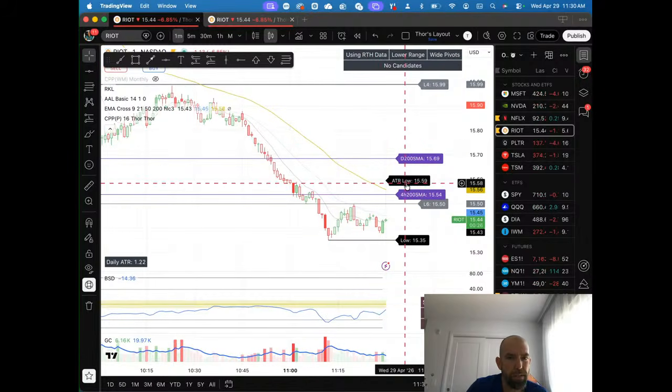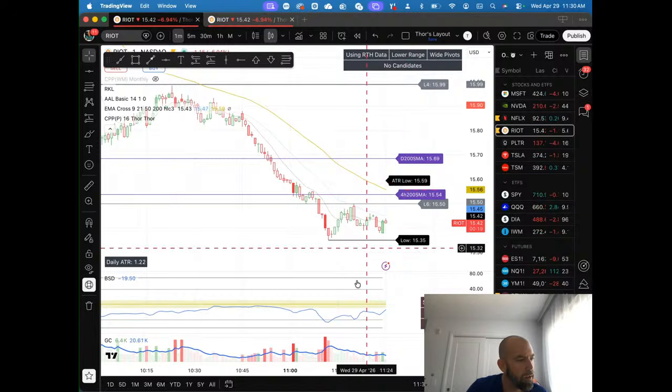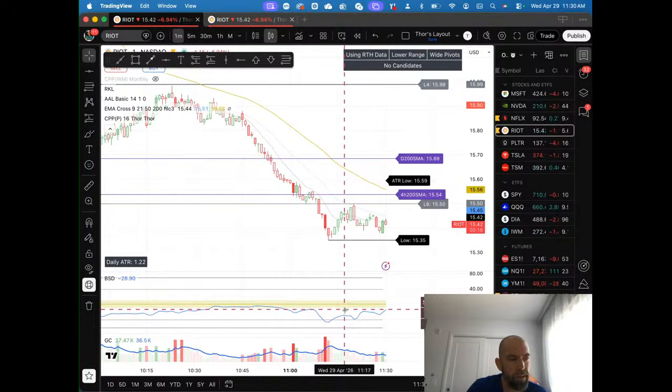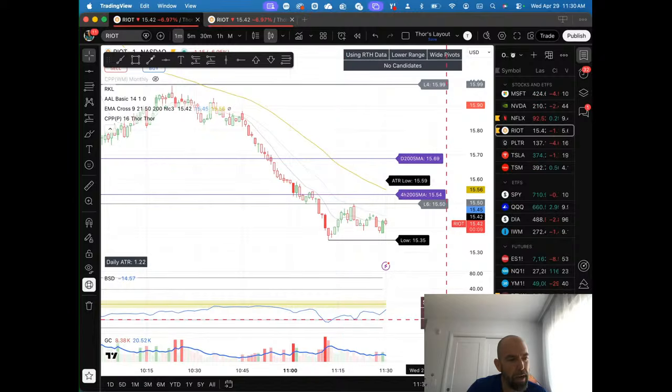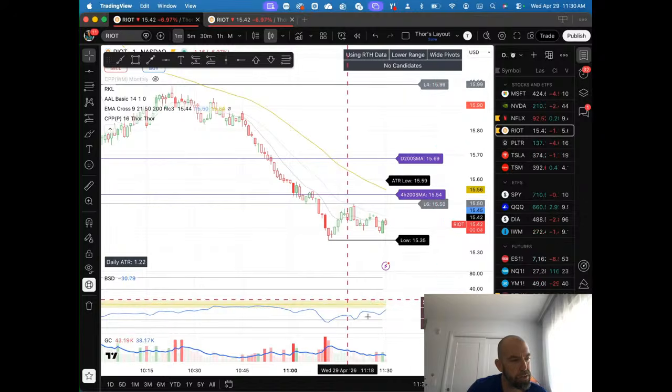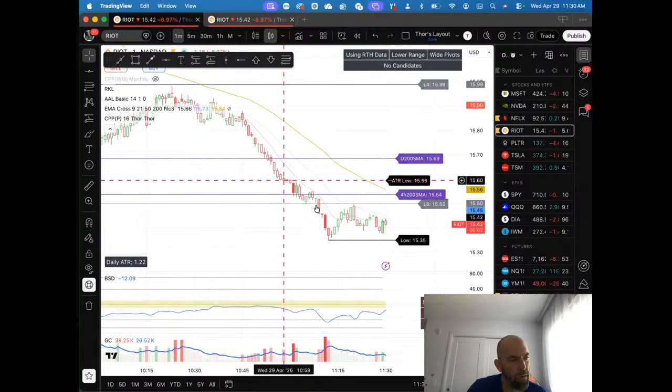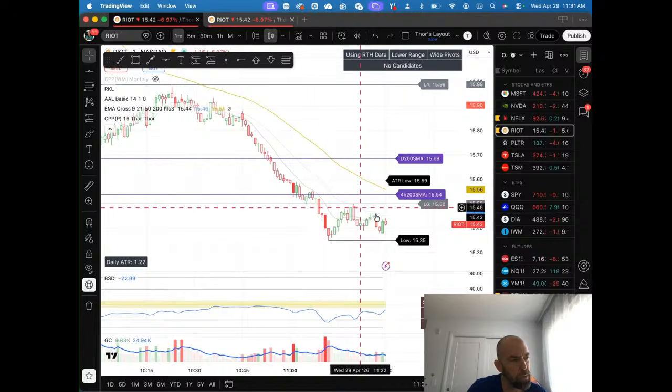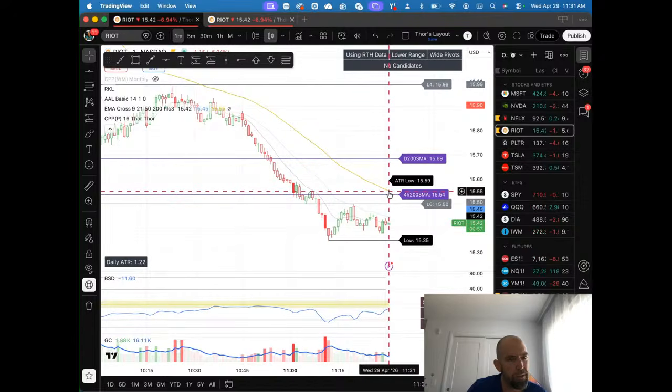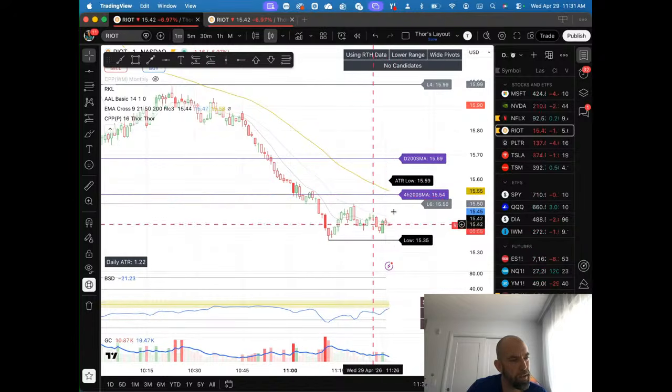Riot's below its ATR low, which is quite interesting. We are heavily selling on Riot. So for me, if you're short, I would stay short. If you're looking to long, I would say not yet. All of our indicators are still reading very much to the negative, and we're still selling. We're below ATR lows, below the 21, and well below the 50. So it really doesn't look like there's any reason for this thing to turn around right now.